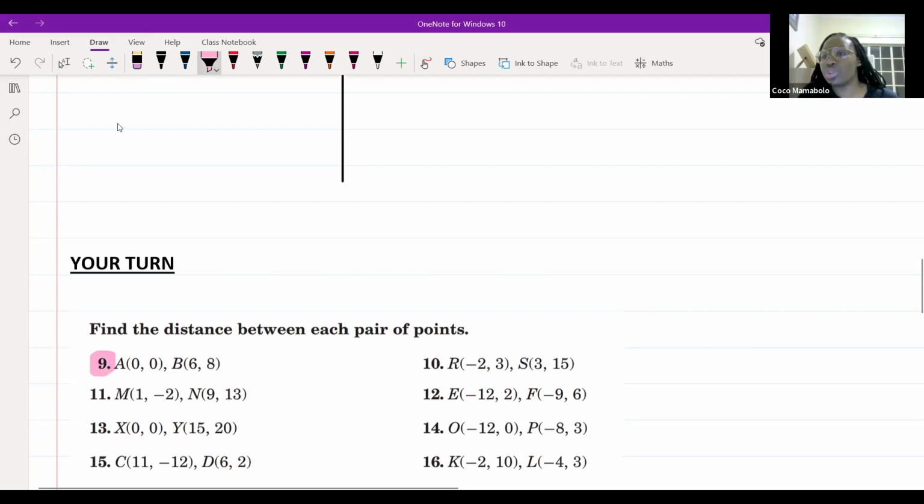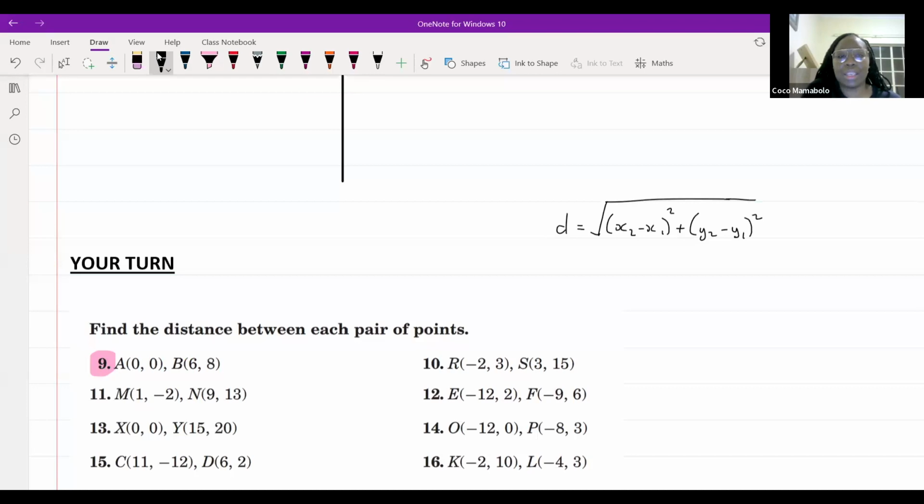So I like to do this because I know that the distance formula says the distance is equal to the square root of x2 minus x1 all squared plus y2 minus y1 all squared. I take these two coordinates and I'm going to label them. I'm going to call this x1 and y1, and I'm going to name this one x2 and y2. And then all I need to do is just plug in and find an answer.